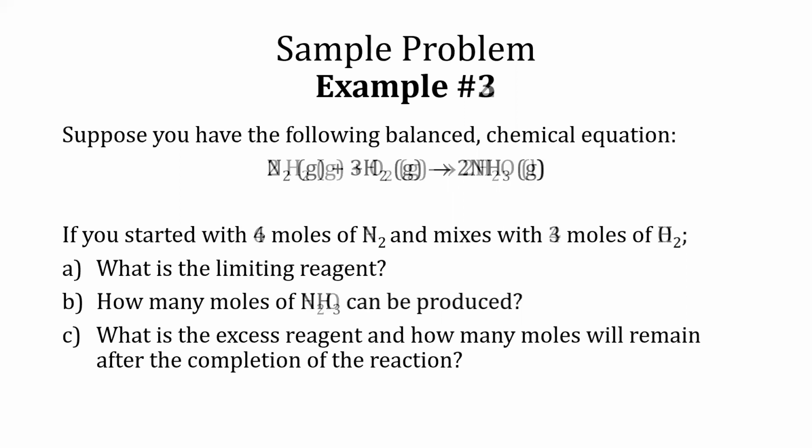Sample problem example 3: suppose you have the following balanced chemical equation. N2(g) plus 3H2(g) forms 2NH3(g). If you start with 4 moles of N2 and mix with 3 moles of H2, A, what is the limiting reagent? B, how many moles of NH3 can be produced? And C, what is the excess reagent and how many moles will remain after the completion of the reaction?